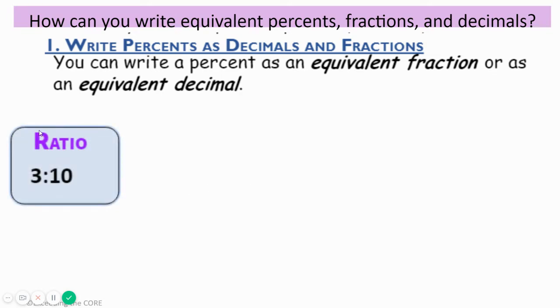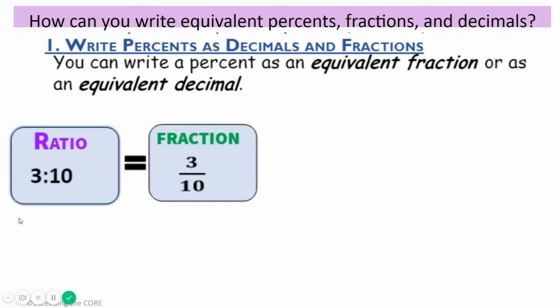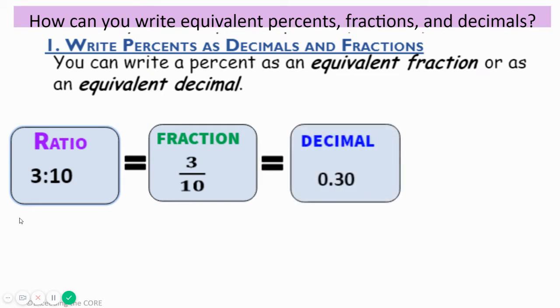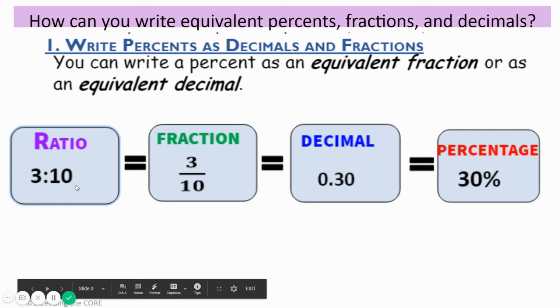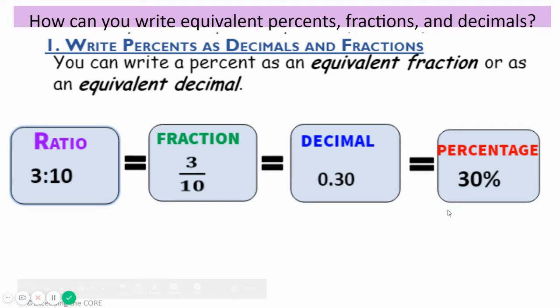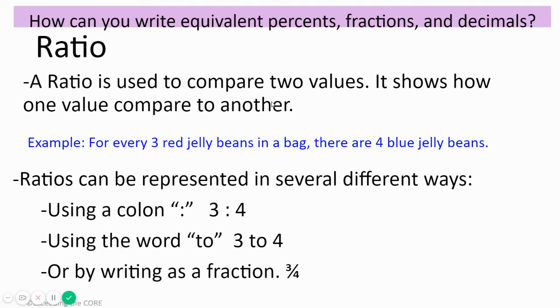So for example, a ratio that looks like this, 3:10, we would say means 3 to 10. It is equal to the fraction 3 over 10, which is equal to the decimal 0.3 or 30/100ths. And that is all equal to the percentage of 30%. So all four of these representations are equal to each other. The ratio 3 to 10 is a percentage of 30%, or a decimal of 0.30, or a fraction of 3 over 10. They are all the same exact value, just written in different representations.